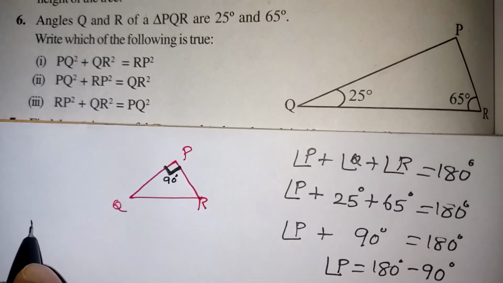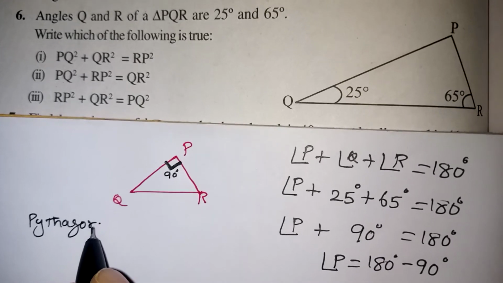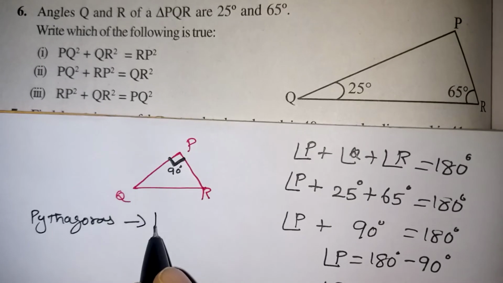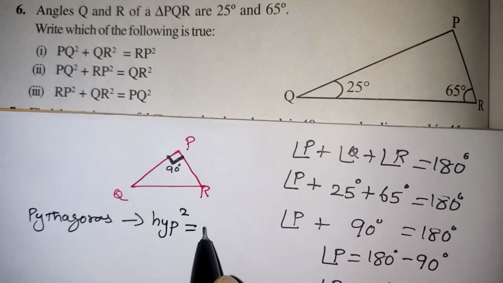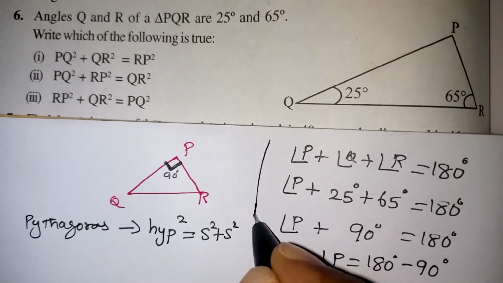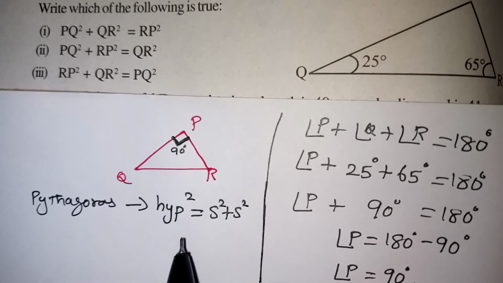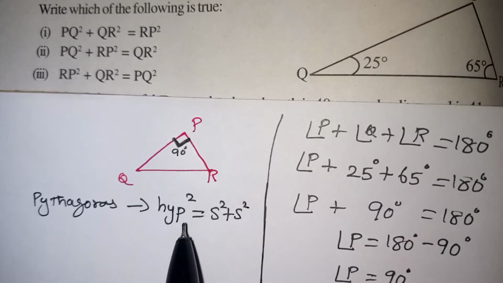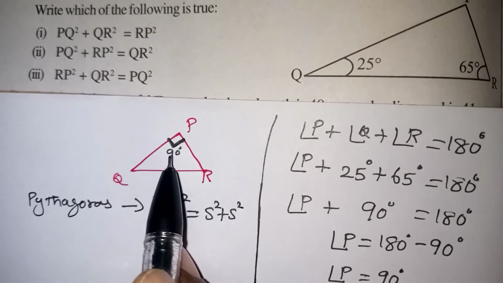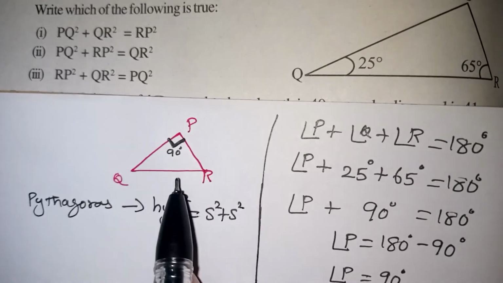For a right angle triangle, according to the Pythagoras theorem, we can say that hypotenuse squared is equal to side squared plus side squared. That's the same thing we used in the previous sum also. Usually we write s squared plus s squared, meaning side squared plus side squared. Only one thing you should find out: which is the hypotenuse side in this triangle. The hypotenuse is the longest side, which comes opposite to the 90 degrees. Which side is opposite to the 90 degrees? QR. QR is the side opposite to P.